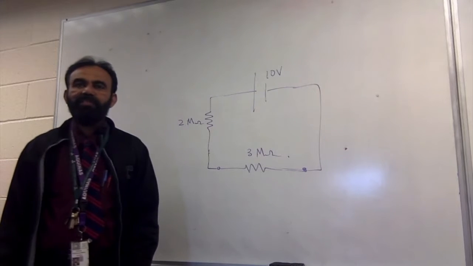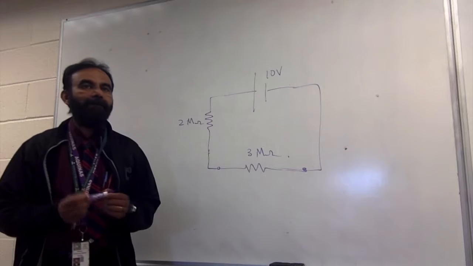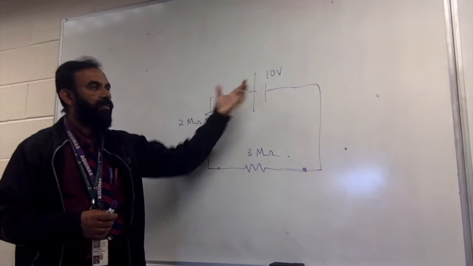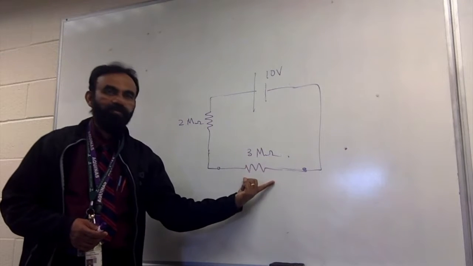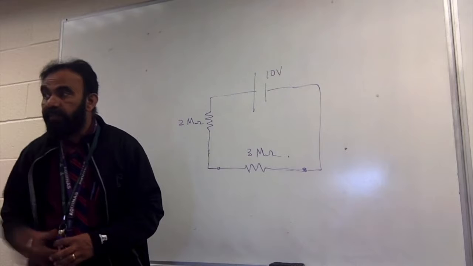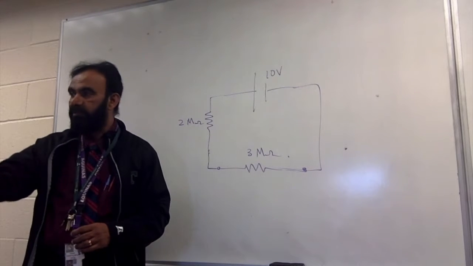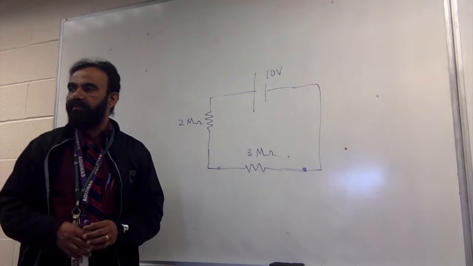You don't have to do calculations for this. Just look at it and immediately you should be able to say it. 10 is what is supplied to both of them. 230 milliamps. So how many volts will this voltmeter read is my question. 6 volts. How did he get 6 volts?